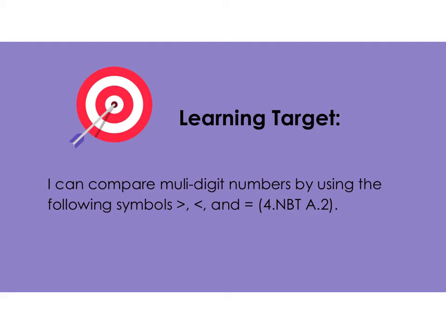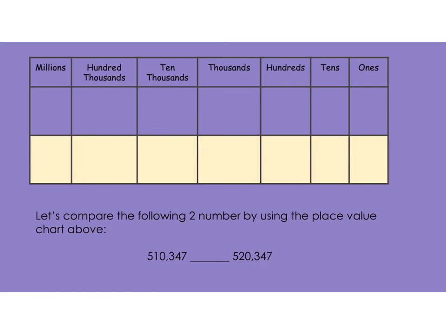Okay, our learning target for today is: I can compare multi-digit numbers by using the following symbols: greater than, less than, and equal to. Okay, we're going to start out with comparing these two numbers using our place value chart. So I'll put 510,347 in the top section, and in the bottom section I'll put 520,347. And then we'll compare to see which side is larger or greater in value.